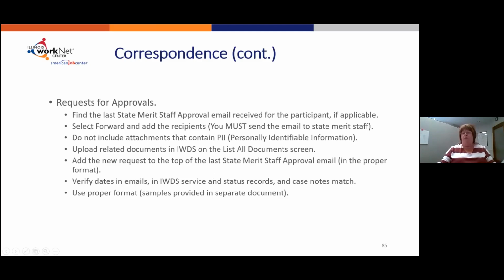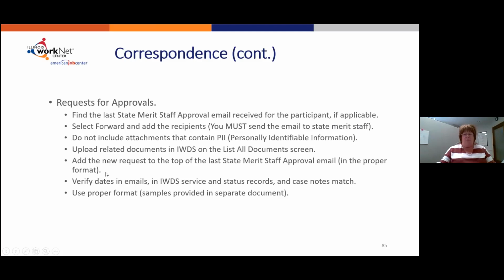So on requests for approvals, find the last state merit staff approval email received for that participant, if applicable. If you haven't sent any approval emails, then obviously you wouldn't have it. Find that email, select forward, and then add the recipients. Send the email to the state merit staff, those three of us. Do not include attachments that contain personally identifiable information. You upload the related documents in IWDS on the list all documents screen. Add the new request to the top of the last state merit staff approved email in the proper format.